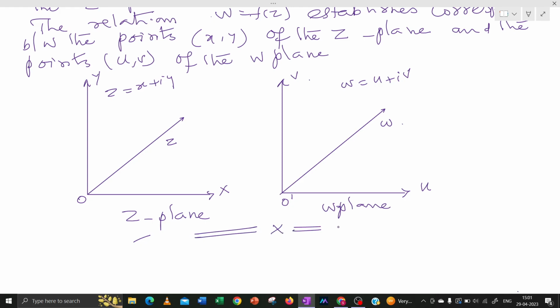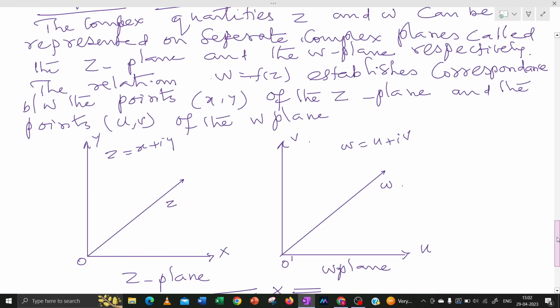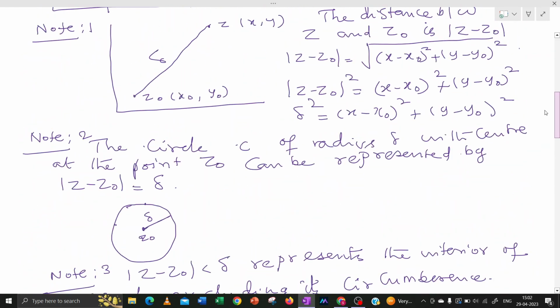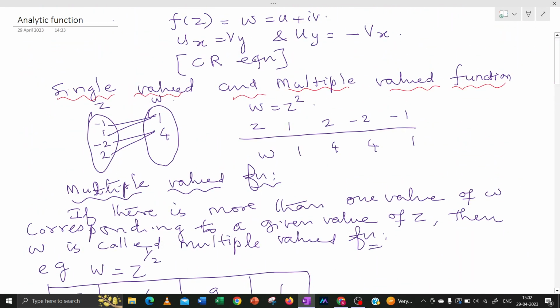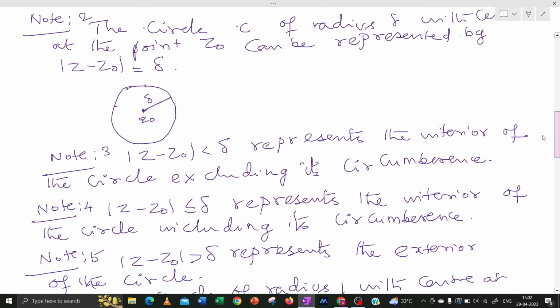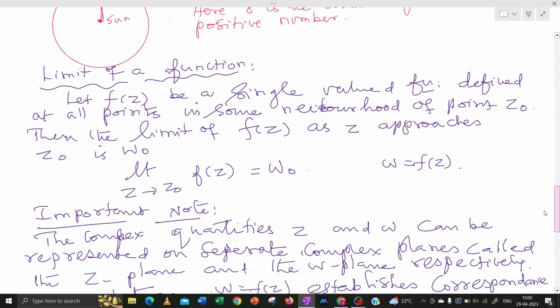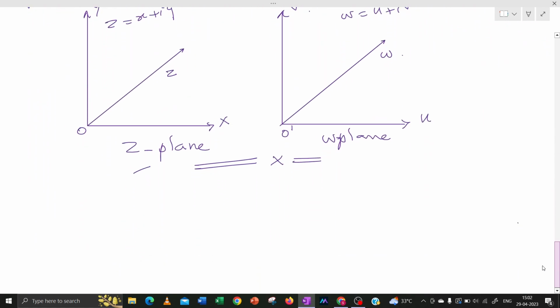These are a few important notes for the analytic function f of z. We need to know what is meant by a single valued function, a multiple valued function, what is called the neighborhood, and what is the limit of the function.